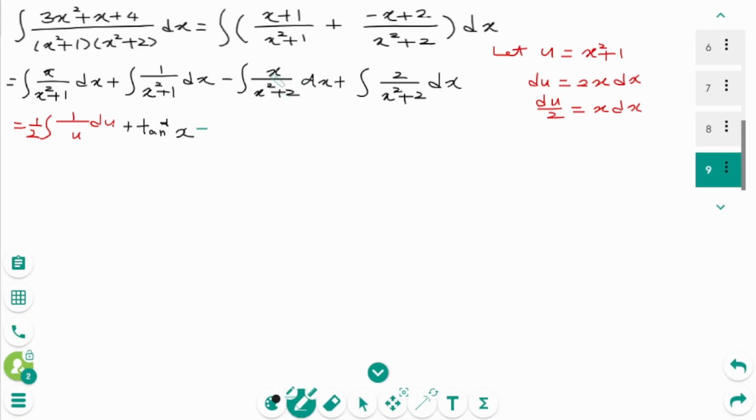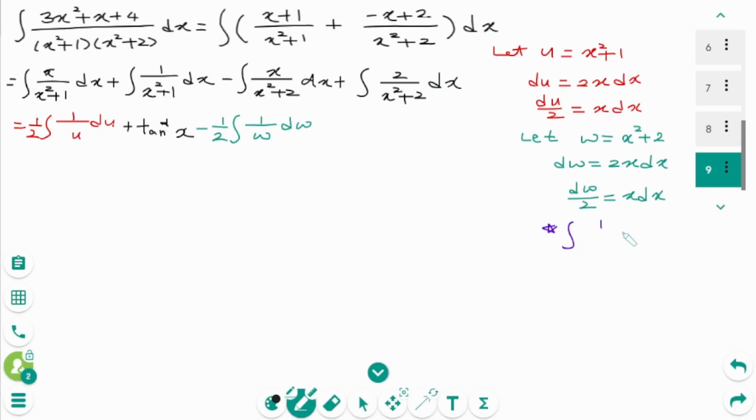The third integral has the same technique as the first. Then let w equal x squared plus 2, dw equals 2x dx, then dw over 2 equals x dx. The integral of 1 over w, then x dx means dw over 2, then 1 over 2 here. The last integral involves arctangent. Use the formula.